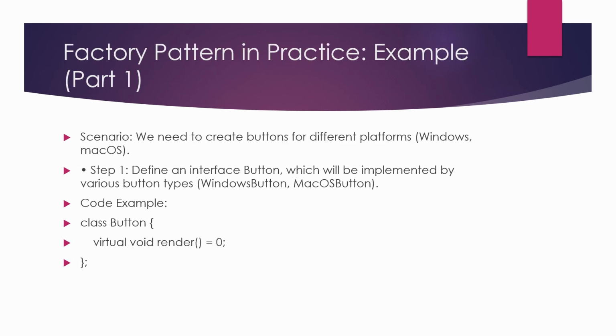Let's look at an example of how the factory pattern works in practice. Imagine we need to create buttons for different platforms such as Windows and Mac OS. First, we define a button interface that will be implemented by different button types for each platform, like Windows button and Mac OS button.